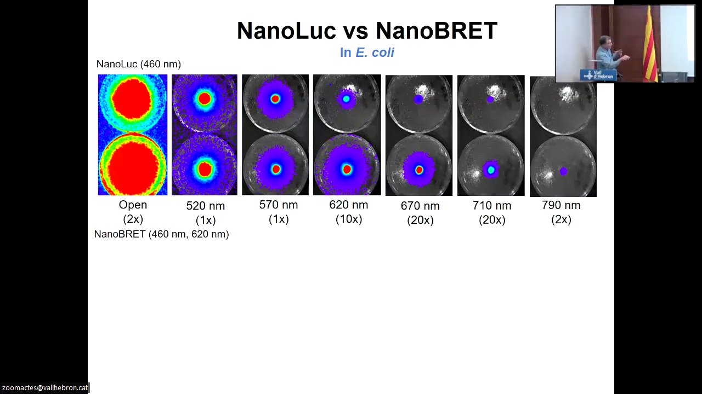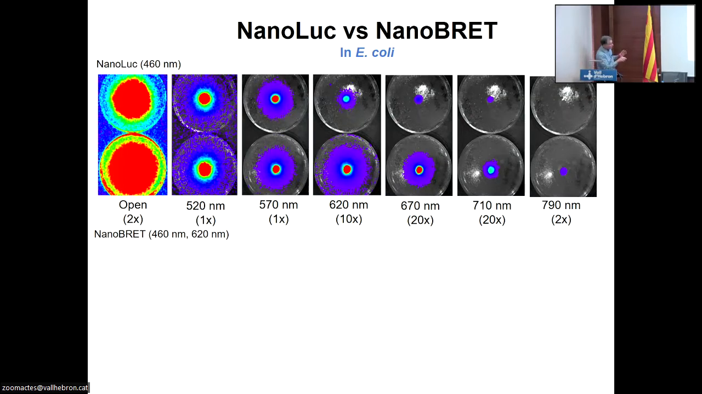This is on an agar plate, it's just E. coli. And what I've done is just dropped furimazine, the substrate, in the middle of the plate, and then watched the light being produced. I'm looking at open, all the light being produced, all the photons, and then I'm looking with these different filters in place.